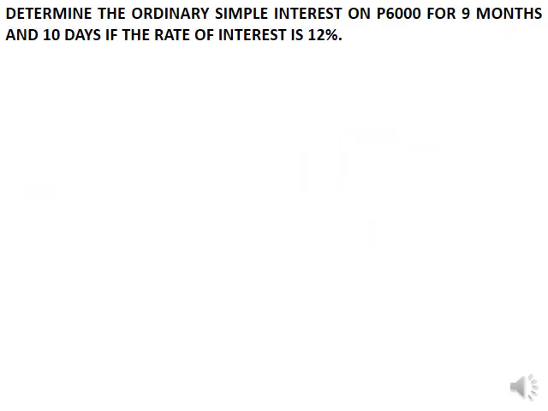Okay, let's try this one. Determine the ordinary simple interest on 6,000 for 9 months and 10 days if the rate of interest is 12%. Okay, so we are going to determine the ordinary simple interest. Here's our formula to compute for the interest, where our P is 6,000. The interest is 12% per year.